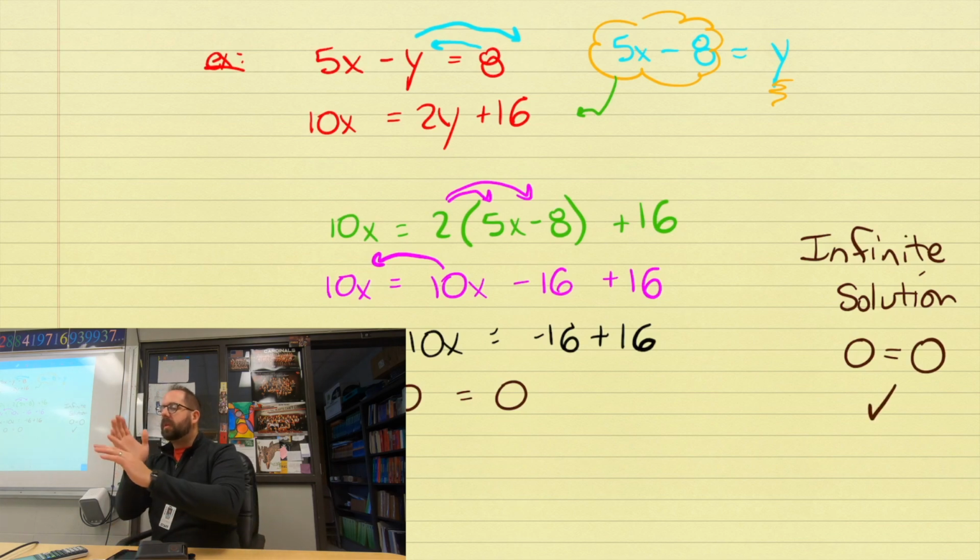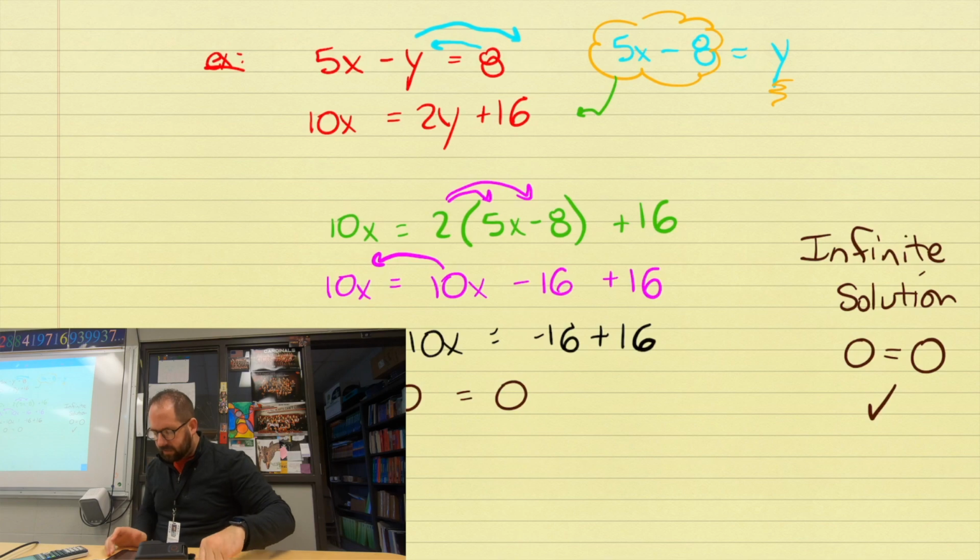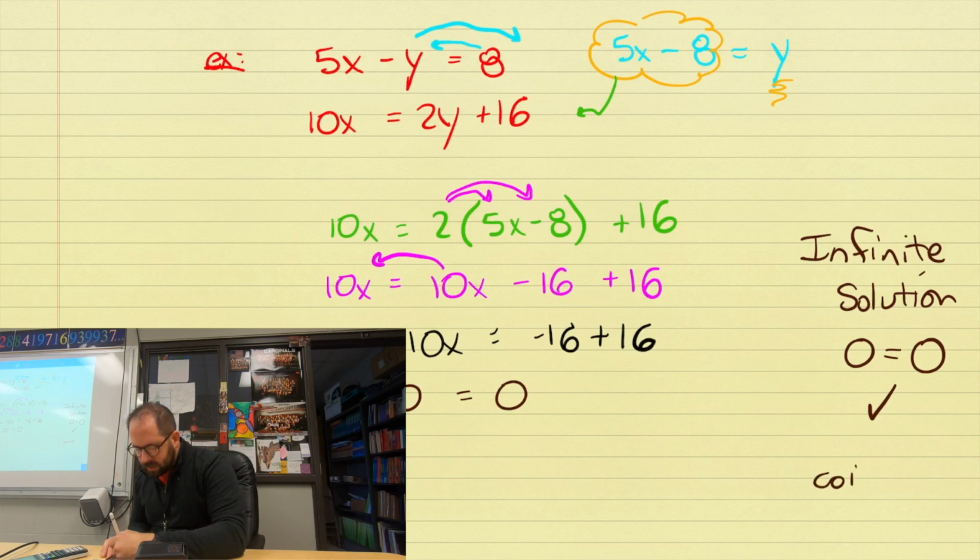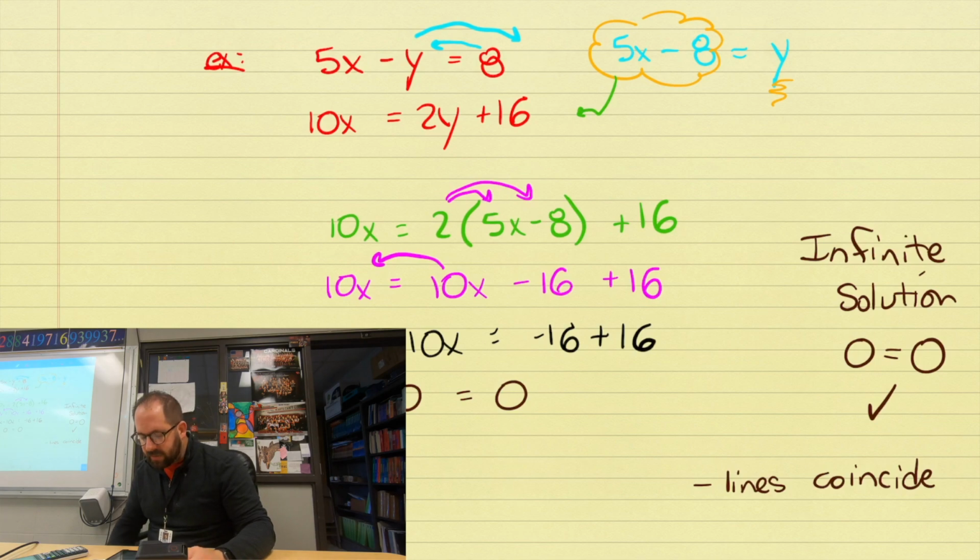The reason why is the lines are literally on top of each other. They're not parallel. They're literally the same line. They're called coinciding. In fact, I'm going to put that. They are coinciding lines. The lines coincide. They lie on top of each other. So there's an infinite number of solutions to this problem.